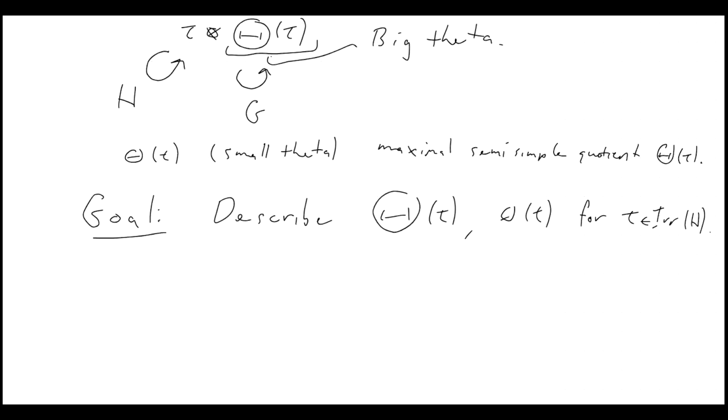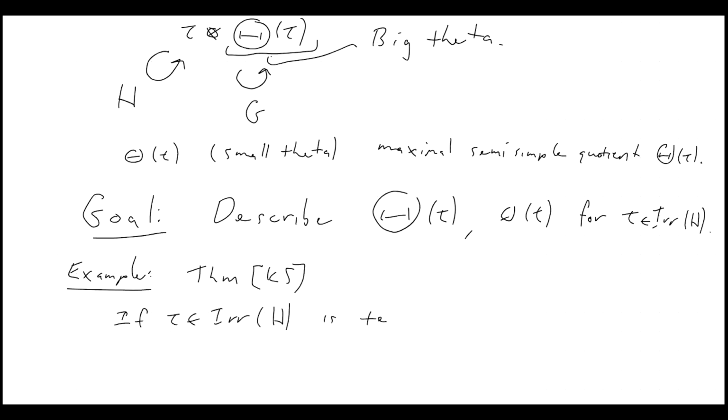Let me just give you an example, sort of the types of results that you might be interested in. So here's one of the results from my paper with Gordon. You take a tempered representation of PGL2, then big theta is irreducible, and so it is equal to small theta.